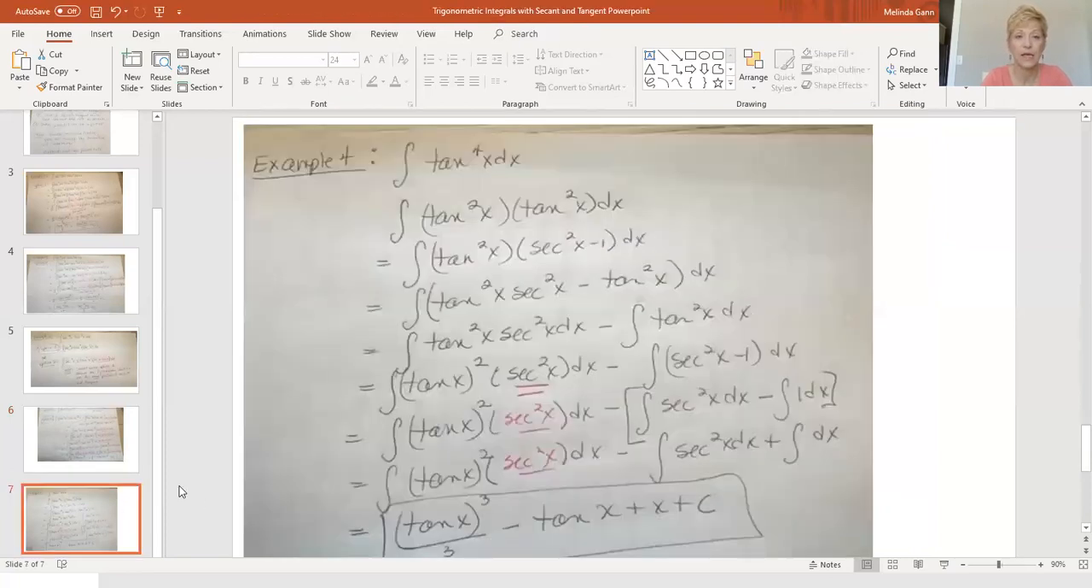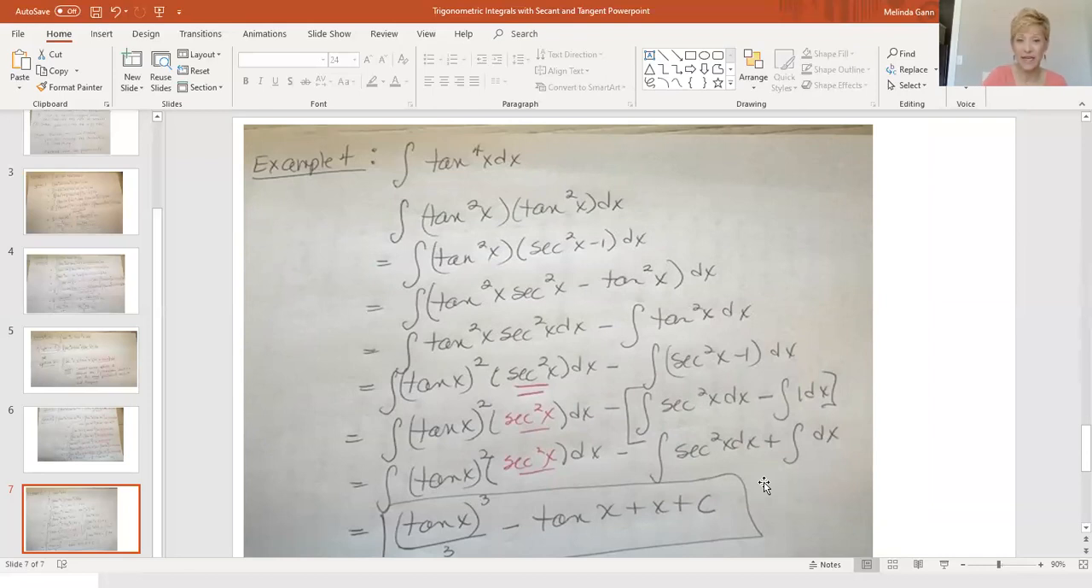Okay? Now look at this one. This one's only tangents. So what do I do? I can't save the secant squared, I don't have any secants, and I can't save the secant tangent. So what do you do when you've only got tangents? Well, remember those guidelines I told you to look at in your book that I wasn't going to spend a lot of time on? This is one of them.